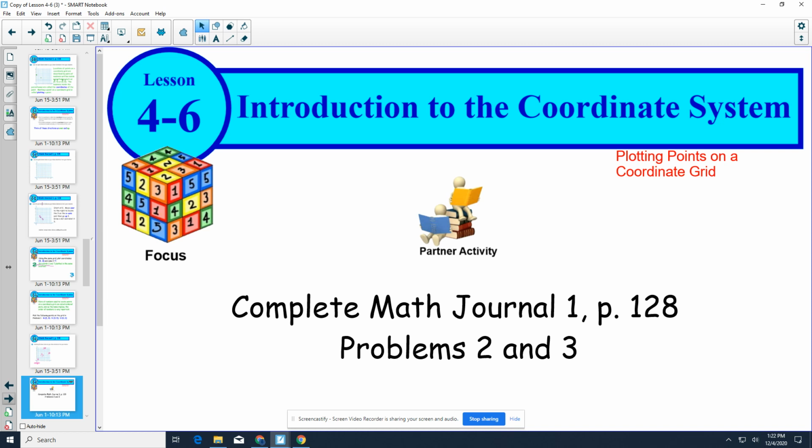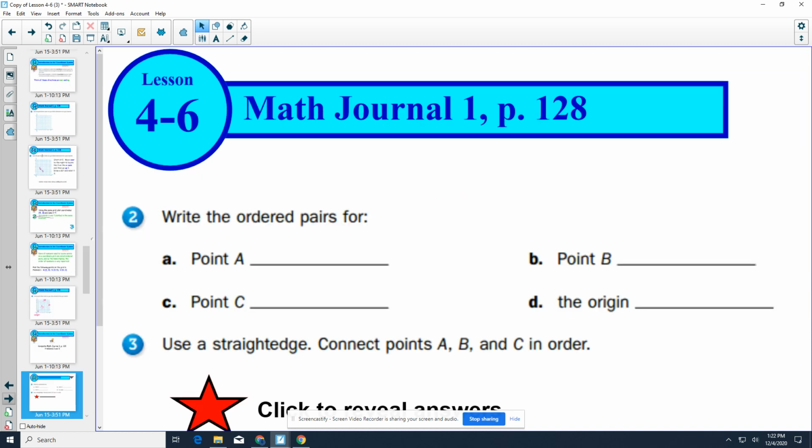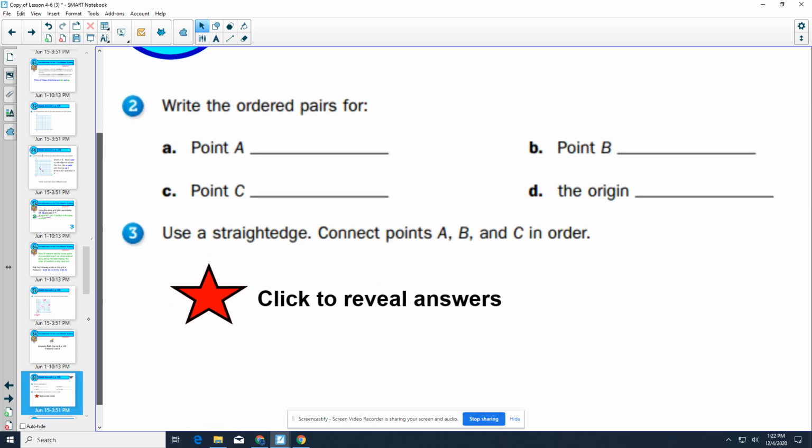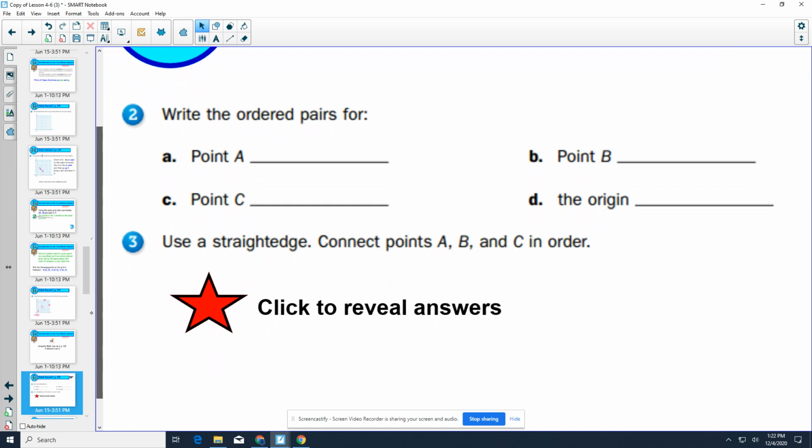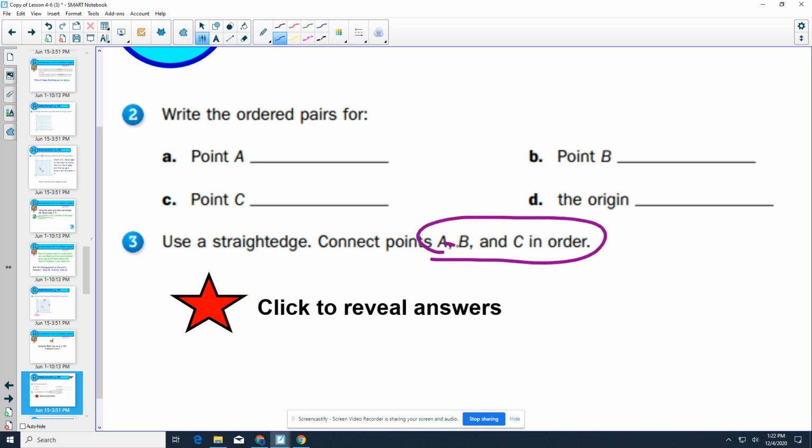Now, go ahead and pause the video, and you're going to complete problems 2 and 3 on page 128. And you're just going to write in the ordered pairs for the grid that they give you there. And you want to use a straight edge, and you want to connect points A, B, and C in order. And here's a key thing, in order. So I'm going to connect A to B, and then B to C. Okay, so pause the video, take care of that.